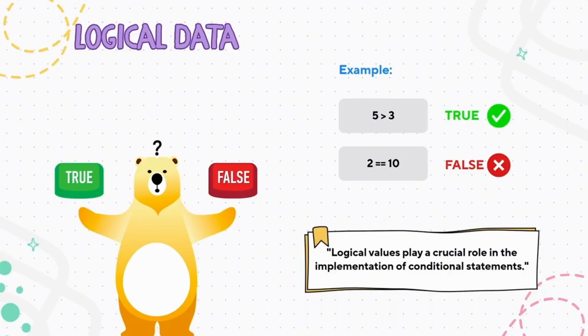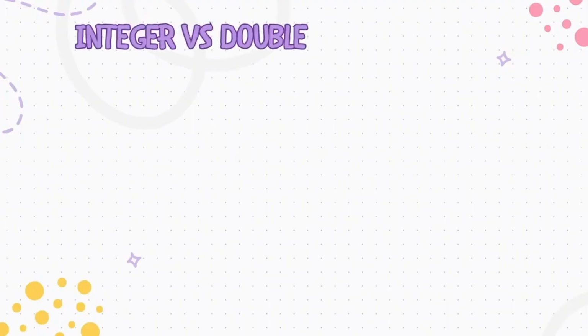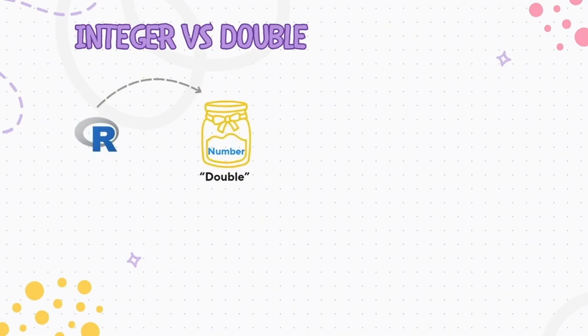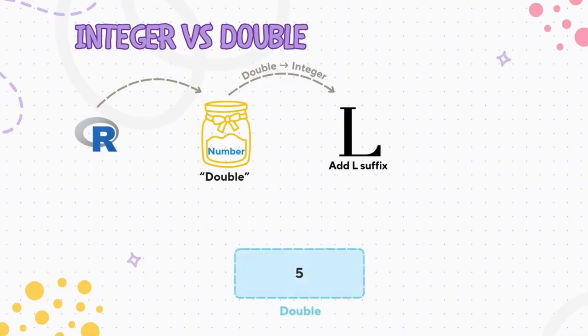So we discussed the 3 types of data that we will be working with in R. Now let's discuss a common beginner confusion, that is integer versus double. When talking about numeric data types earlier, we stated that numbers in R are stored as doubles by default. That means even whole numbers are stored as double by default. Now, if we want to force the number to go from being a double data type to an integer data type, we would have to add an L suffix. That is, we would have to add an L at the end of the number. So, let's say we had a number 5, which is by default stored as a double.